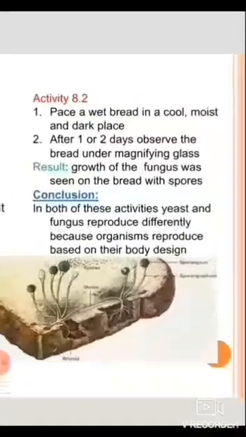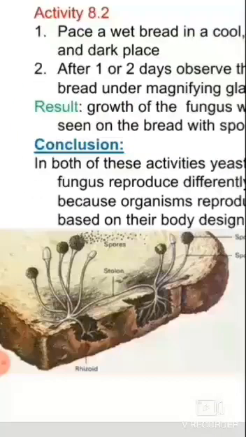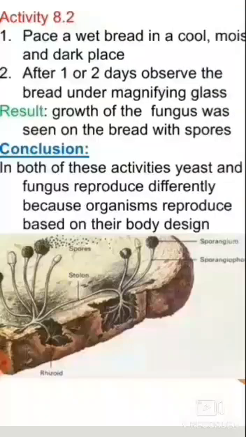Now we'll see activity 8.2. This activity we know already. Take a wet bread piece, place it in a cool, moist and dark place for 1 to 2 days. After 1 to 2 days, what will you observe? You can see the spores which are produced on the bread. When you observe that under a lens, you can see the picture, that is fungus. In both these activities, what can we conclude? Yes, in yeast and in the fungus, the reproductions are different. That means different organisms reproduce differently.